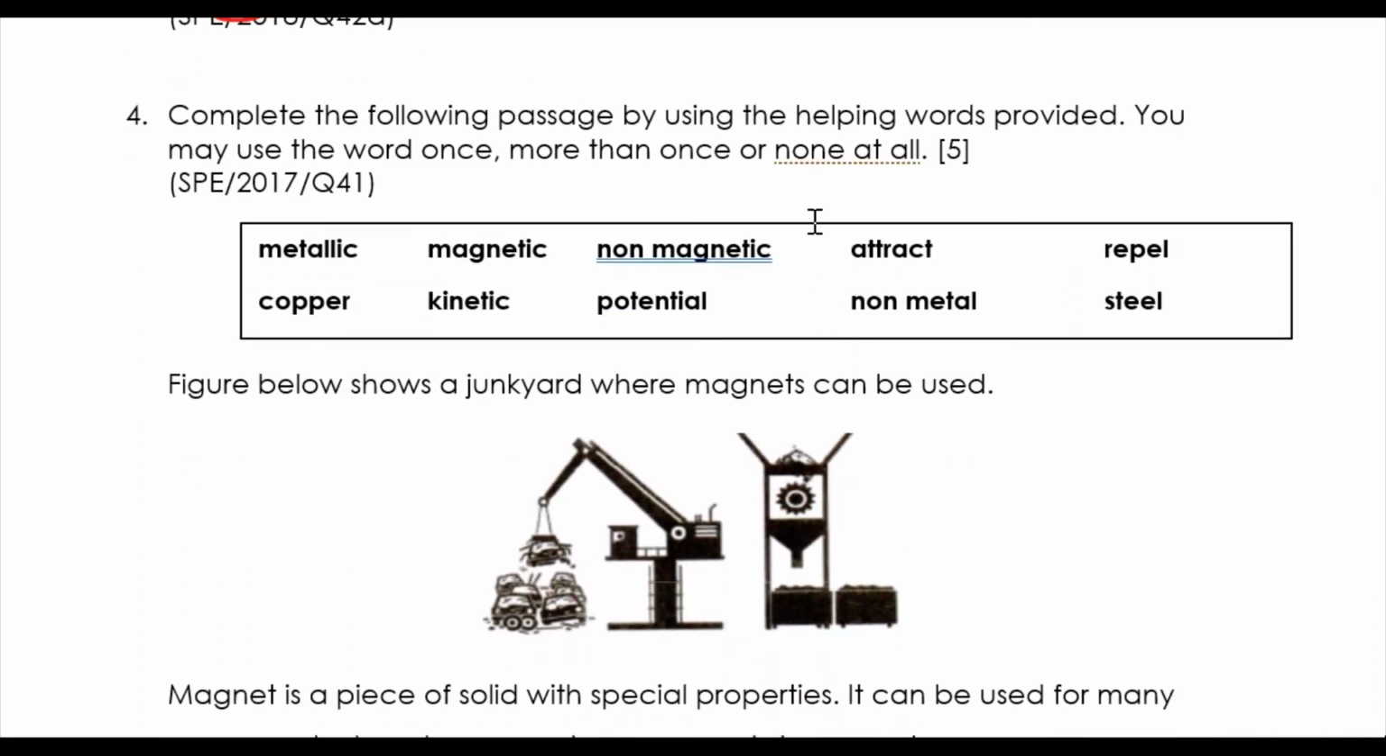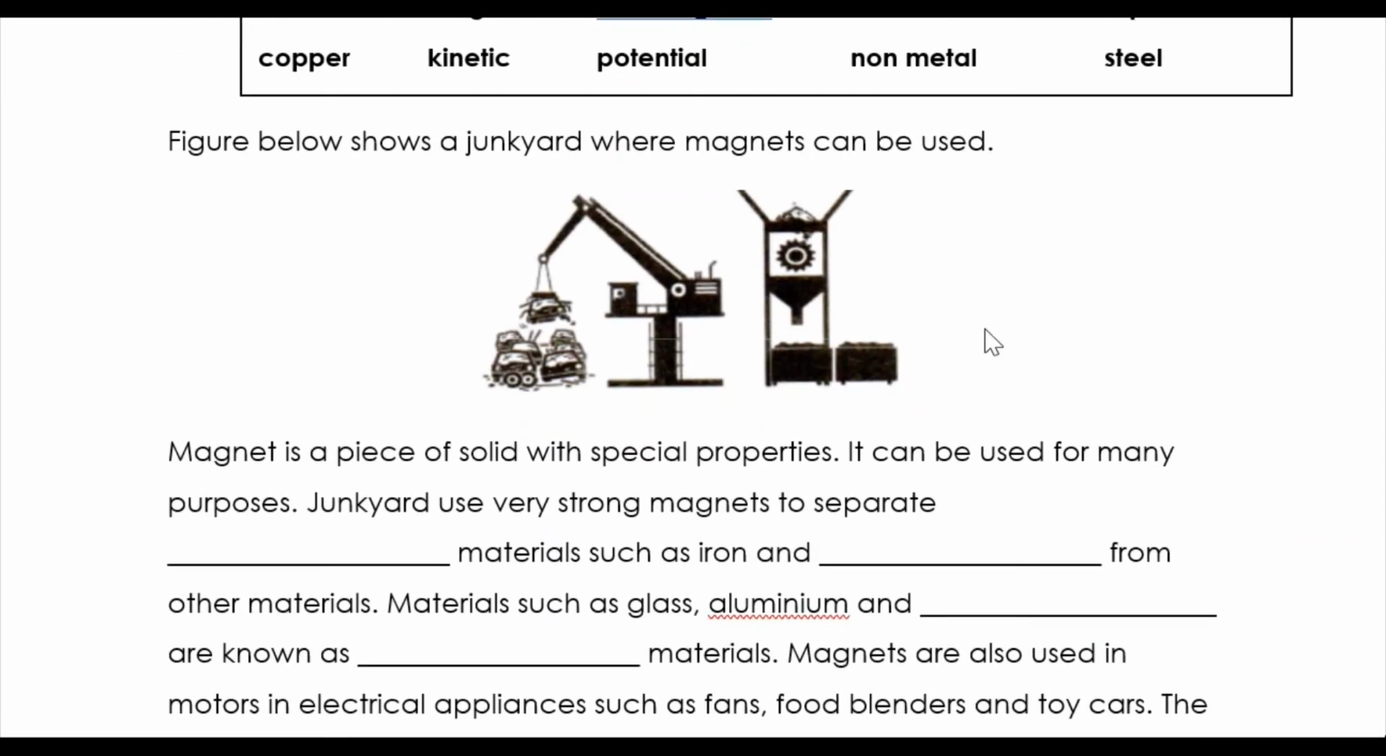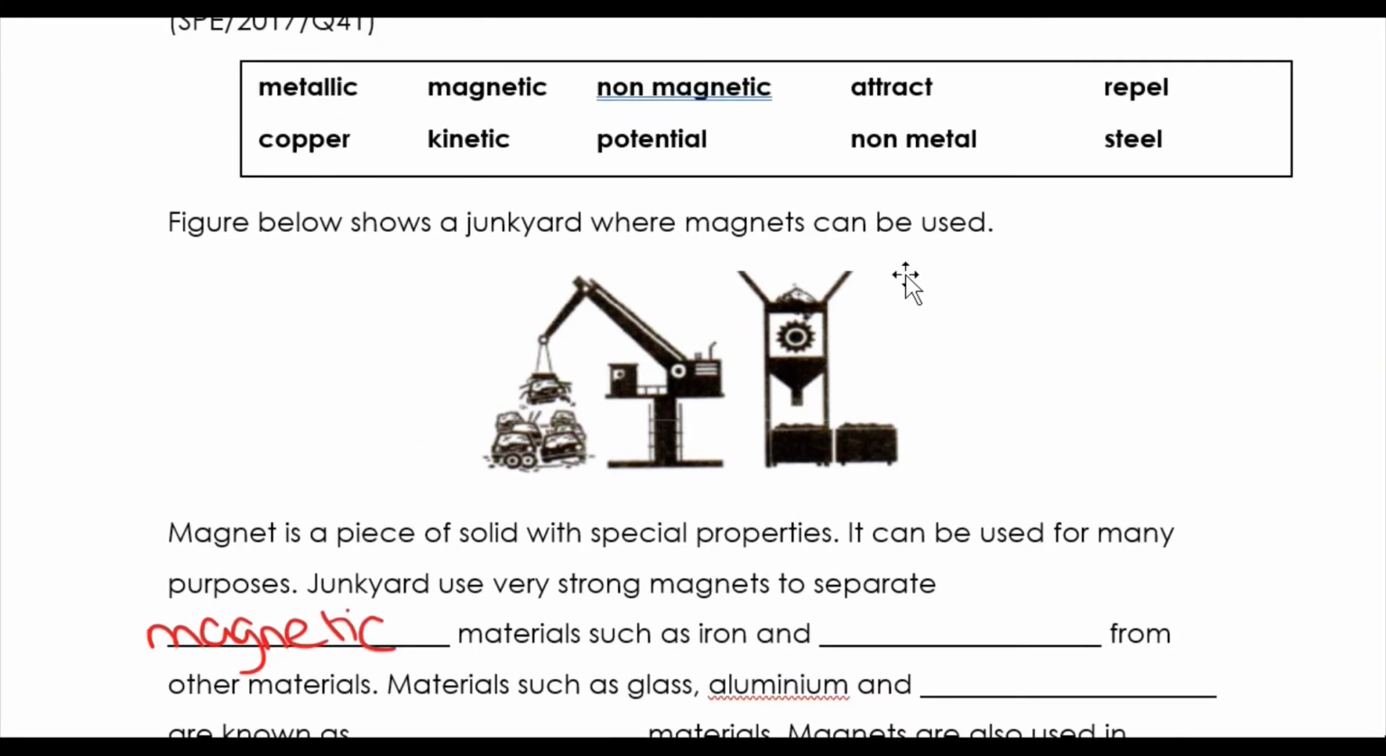Complete the following passage by using the helping words provided. You may use the words once, more than once, or none at all. Magnet is a piece of solid with special properties. It can be used for many purposes. Junkyards use very strong magnets to separate. So it says here iron. So iron is a magnetic material. Such as iron, and is there any other one here that's magnetic? Yes, steel.